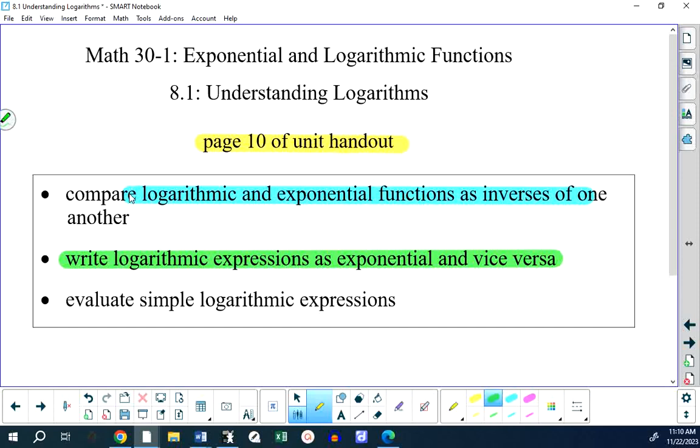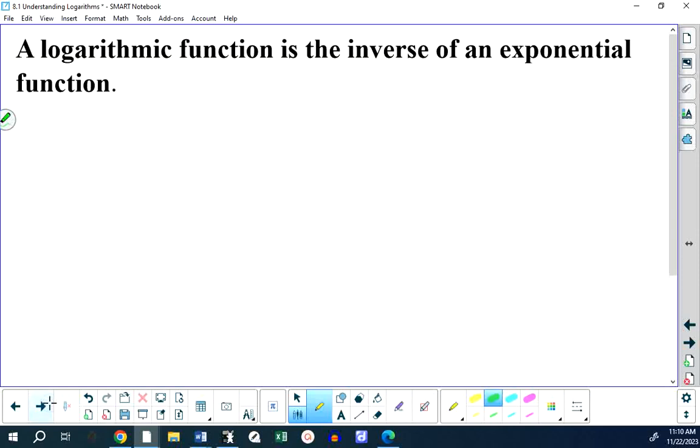What I've highlighted in green is very much similar to translating bonjour to hello or hello to bonjour. Did I pronounce that okay? Oh, not bad. They mean the same thing. It's just a different language. And then we're going to be using this part that I've highlighted in green to evaluate logarithmic expressions.